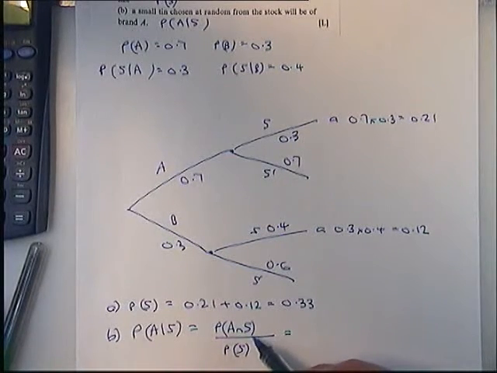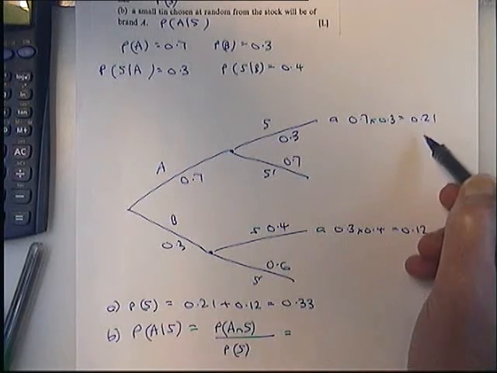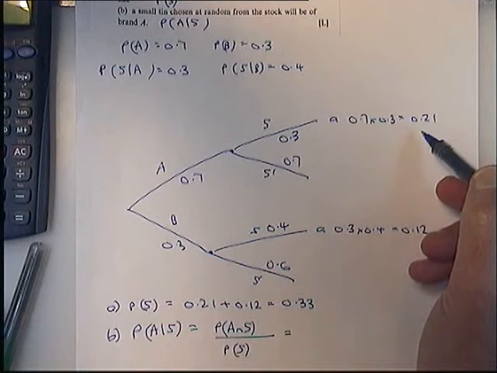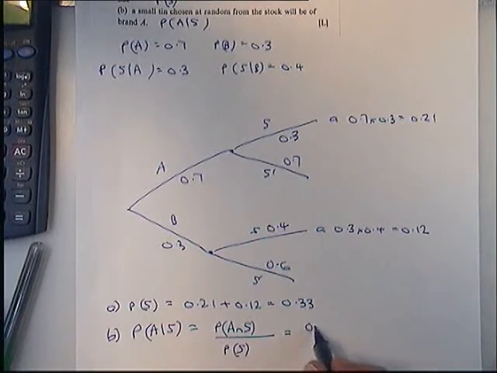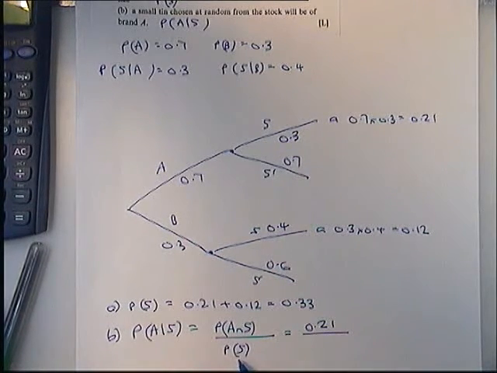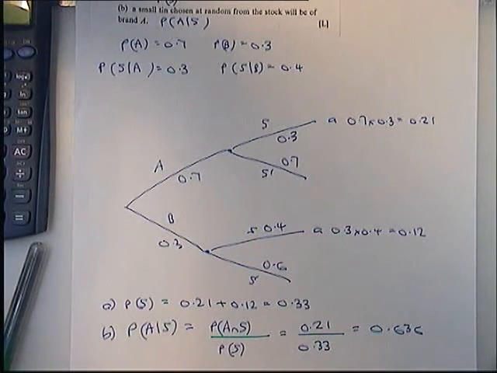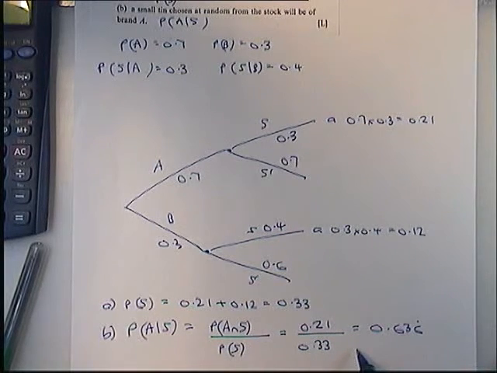Do we have that worked out anywhere? Yeah. What is it? Yes, it's the one up here. Being of variety A and small, that's 0.21. Probability of S, we've just worked that out. That was 0.33. Yes, I do have that as a decimal. 0.636 recurring. So to 3 decimal places, that would be 0.636. It's also 7/11. Okay.